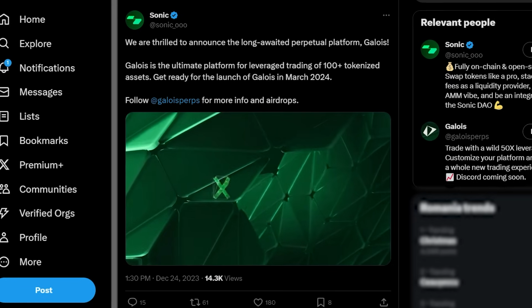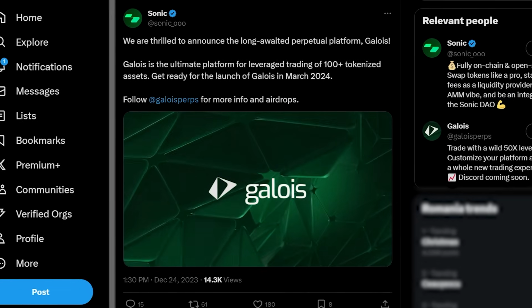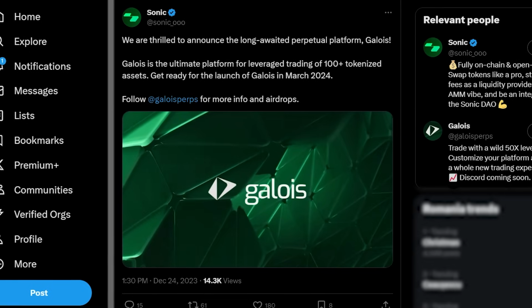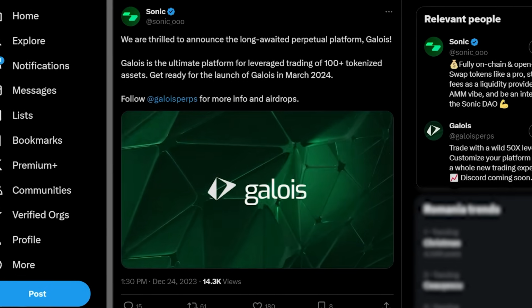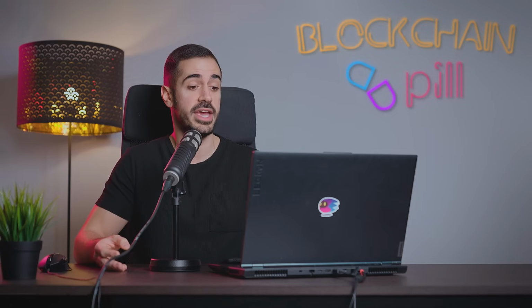And secondly, the bigger of the two questions, it's not really clear if this is a Sonic DEX subsidiary, meaning that Sonic and all the Sonic token holders own this Perps platform, Galois, or whether it is a different company altogether. That is not clear, but those are all the information that we have on it. So we'll keep an eye on it and keep you guys up to date as soon as we have more information.